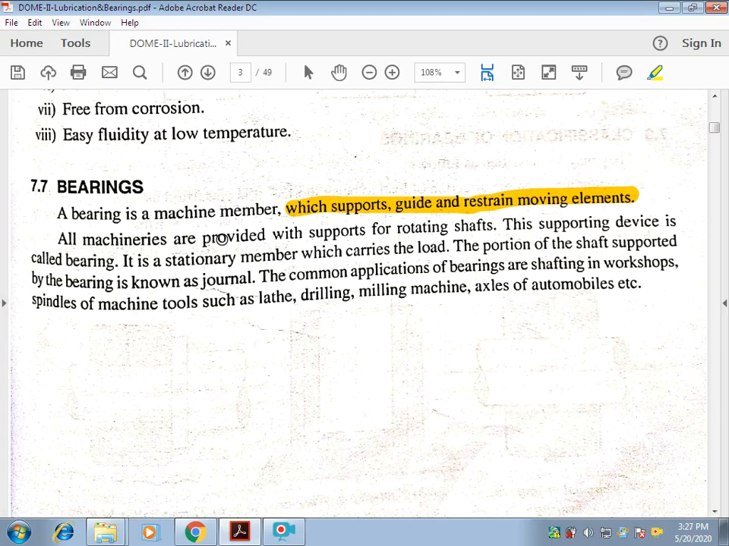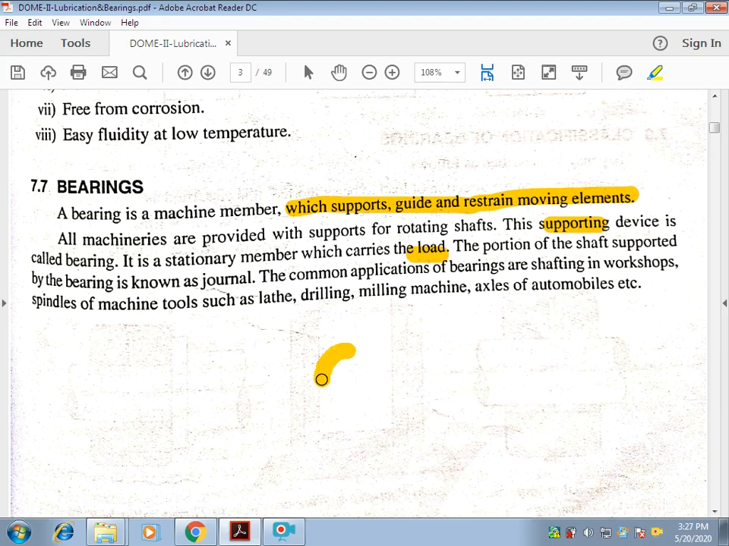All machineries are provided with supports for rotating shafts. The supporting device is called bearing. Main function of the bearing is support. It is a stationary member which carries the load. The portion of the shaft supported by the bearing is known as journal. The common applications of bearings are shafting in workshops, spindles of machine tools such as lathe, drilling, milling, machining, etc.